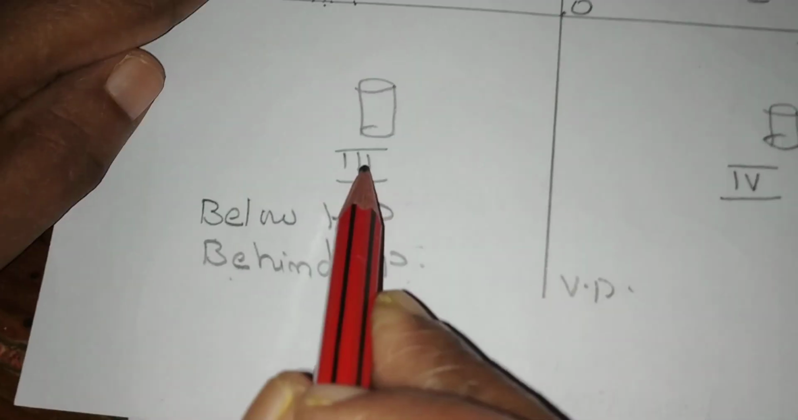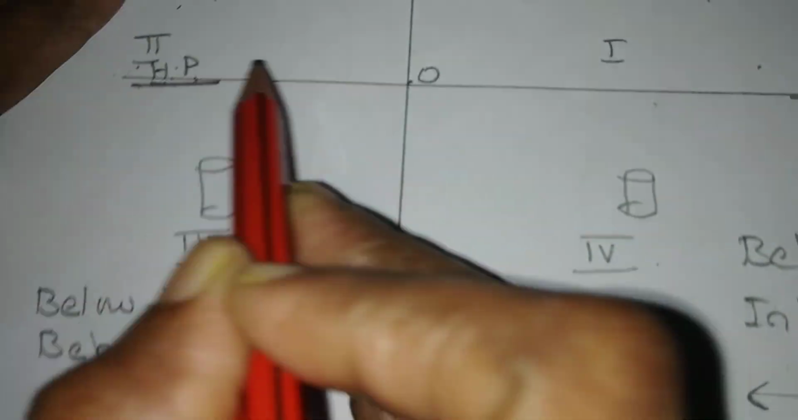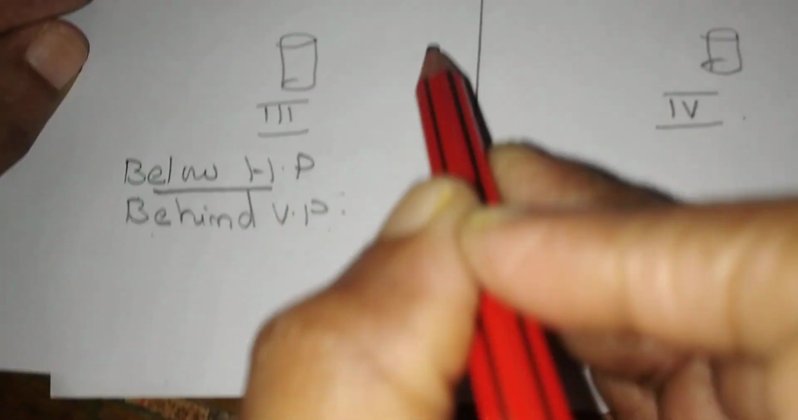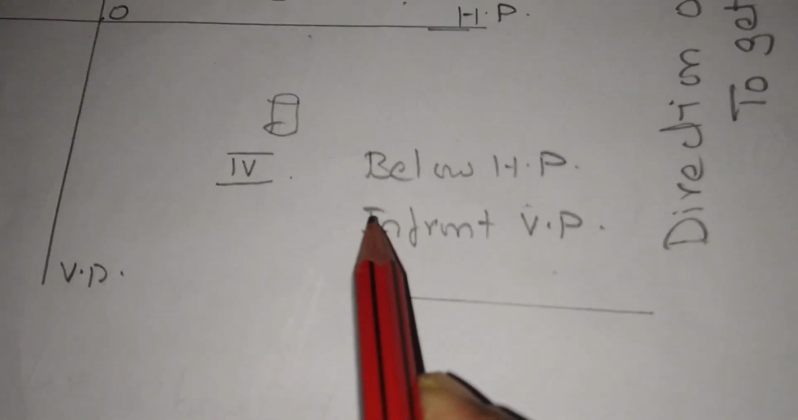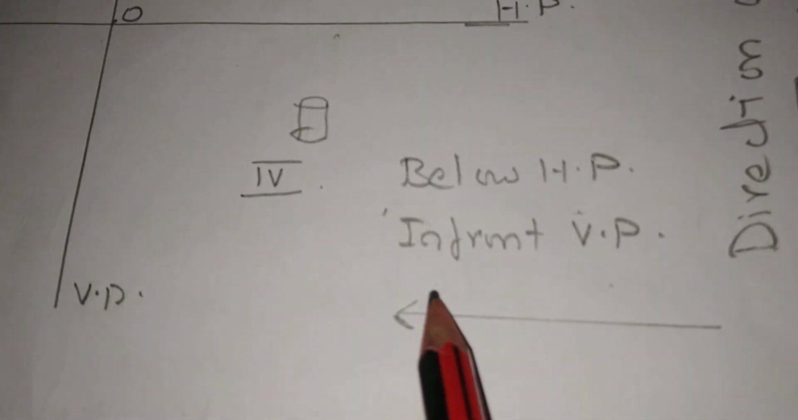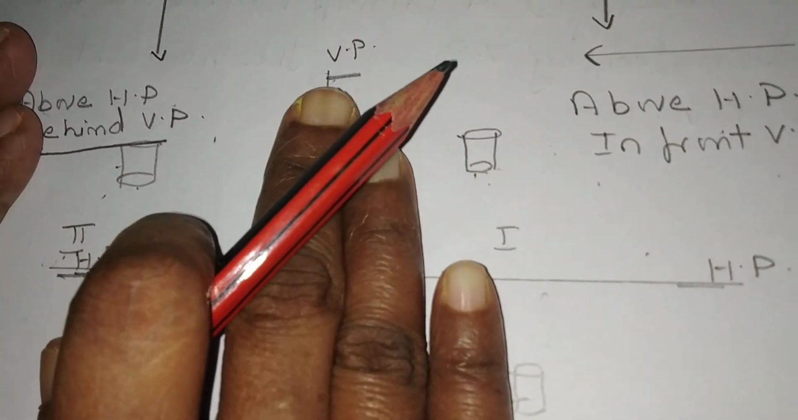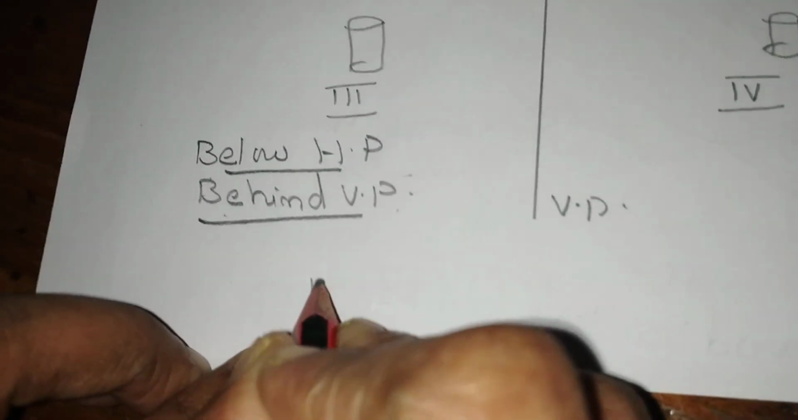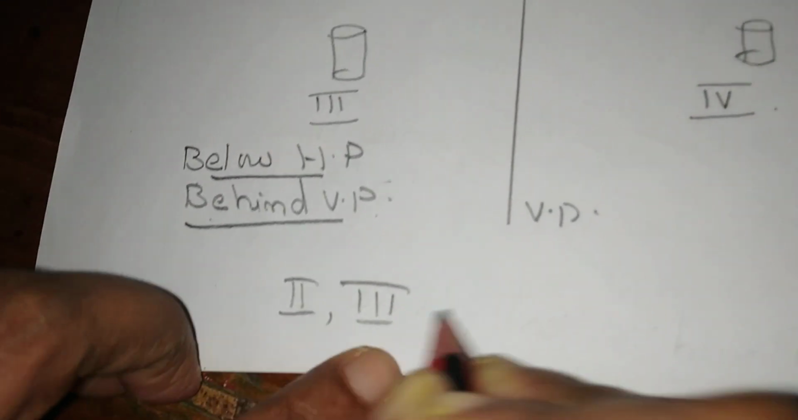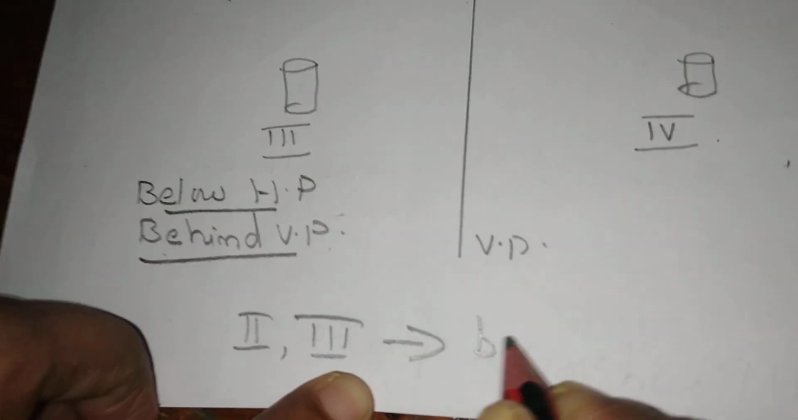Third, it is below. This is my HP plane, so this is below HP plane, and this is behind. Obviously, any object placed in the fourth quadrant will be what? Yes, below HP and in front of VP. Whichever objects come in front of this plane will be in front of VP, and whichever object comes behind this side will be, so this you can see second, third is known as what?